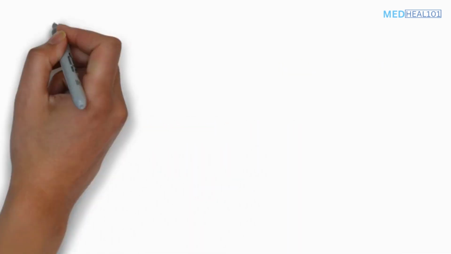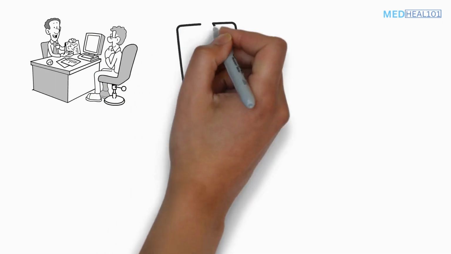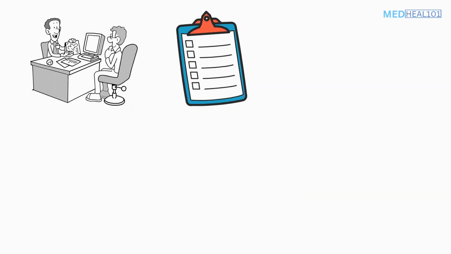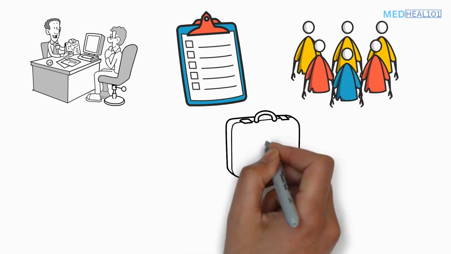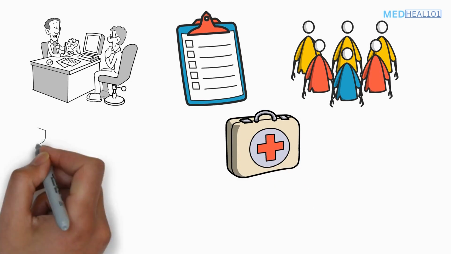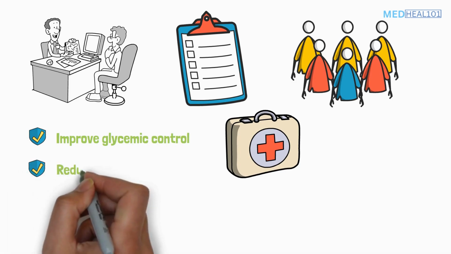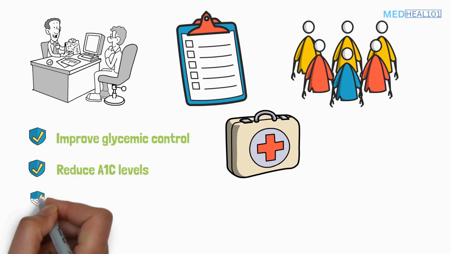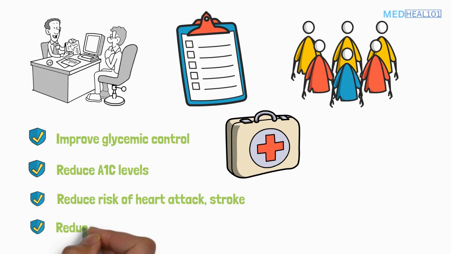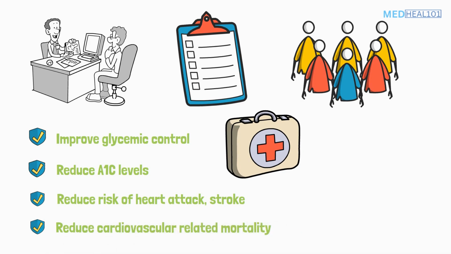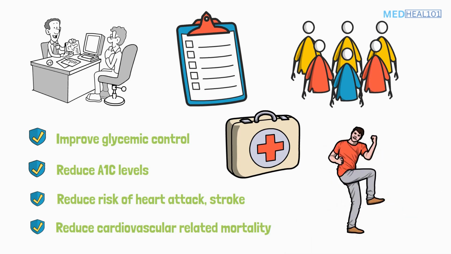Clinical studies and efficacy. Let's delve into the scientific evidence supporting the use of Ozempic in type 2 diabetes management. Over the years, numerous clinical trials have evaluated the efficacy and safety of Ozempic in diverse patient populations. These studies consistently demonstrate the medication's ability to improve glycemic control, with significant reductions in A1C levels observed across various dosages and treatment durations. Furthermore, Ozempic has been associated with improvements in cardiovascular outcomes, including reductions in the risk of heart attack, stroke, and cardiovascular-related mortality. Such findings underscore the pivotal role of Ozempic in not only managing diabetes, but also mitigating its associated risks.